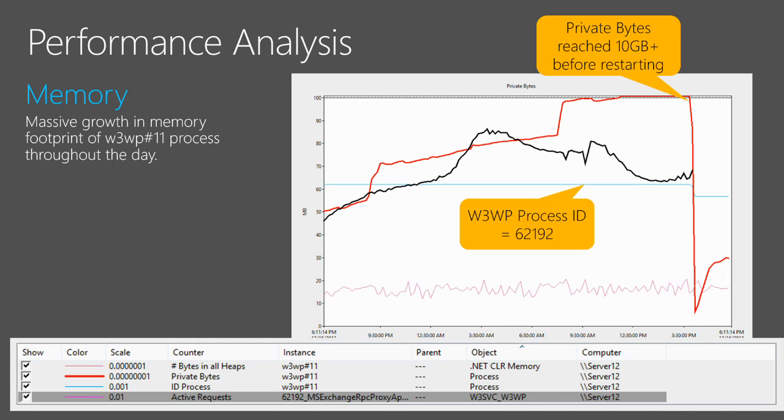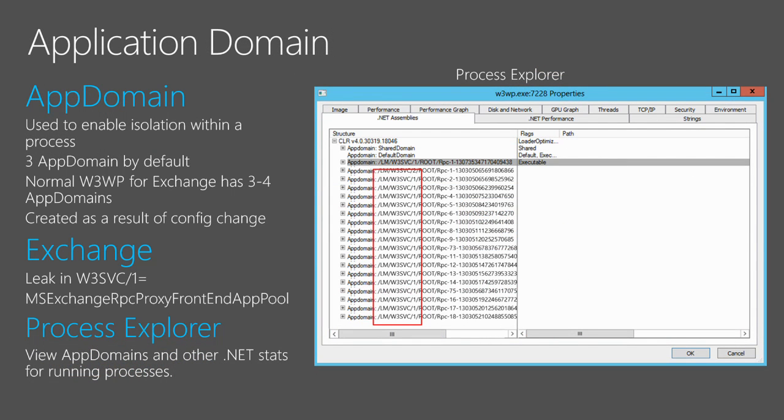Now we have two things. We see the high CPU, we see the high memory usage. That is an indication that there is something wrong with this particular process, the W3WP process, which is basically the front-end app pool. Okay. So what I'm going to show here is what it looks like when you start a W3WP process. How many of you know what an app domain is?